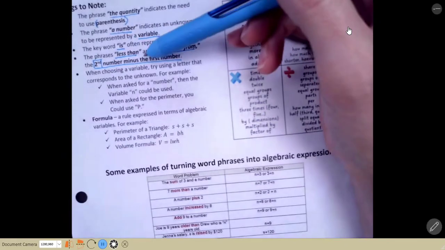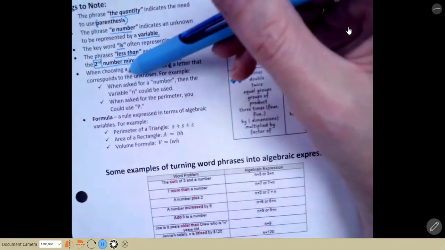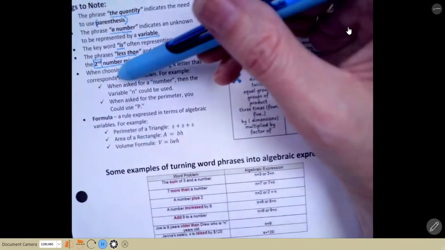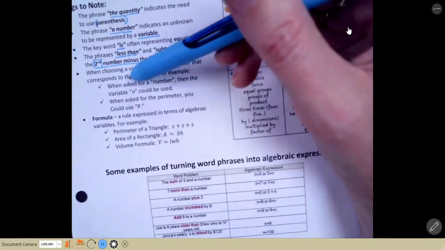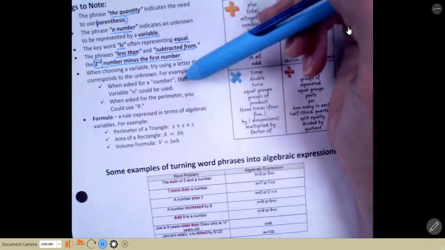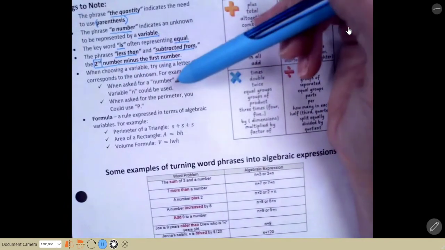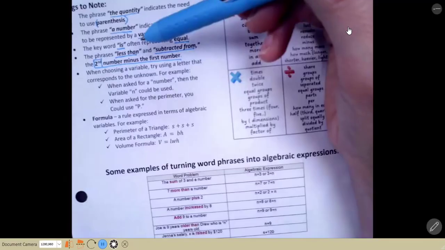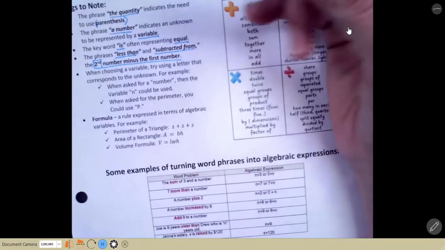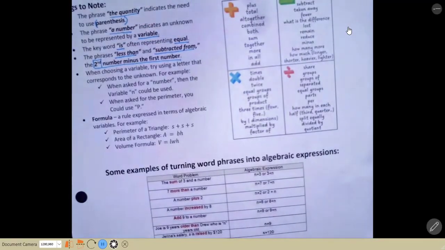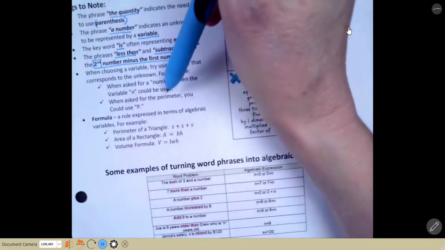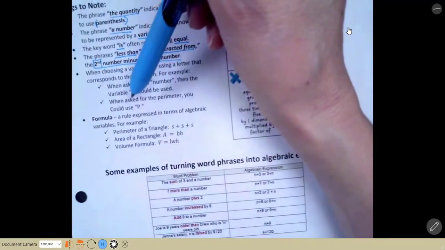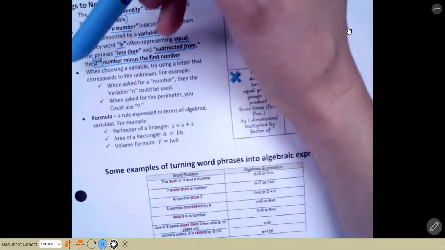When choosing a variable, try using a letter that corresponds to the unknown. For example, when asked for a number, then the variable n could be used. Does it have to be used? No, but it correlates with the words you're using and helps you correlate your words with your variables. When asked for the perimeter, you could use P. When asking for cost, you could use C.